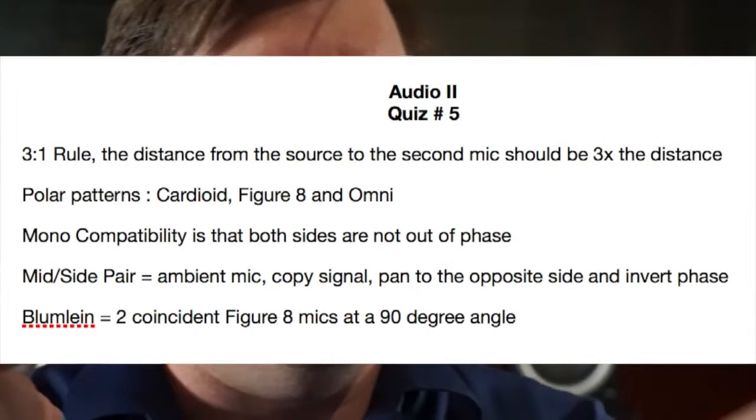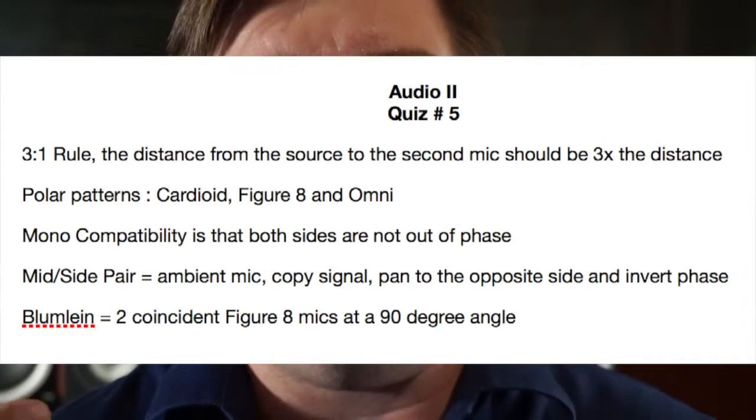Okay, so let's try to review for quiz number 5. So first is the 3-to-1 rule. It is not, in fact, that you should have 3 engineers or 1 engineer for 3 musicians. It is, however, a guideline, a rule of thumb that if you have 2 microphones that could possibly pick up the same source, you want the second microphone to be more than 3 times the distance from the source.